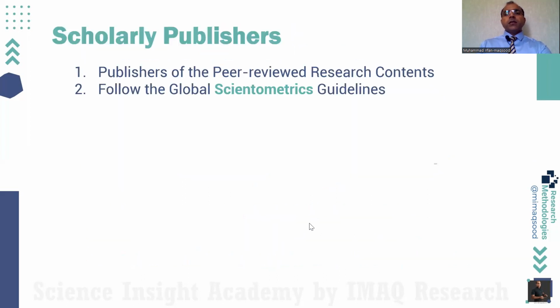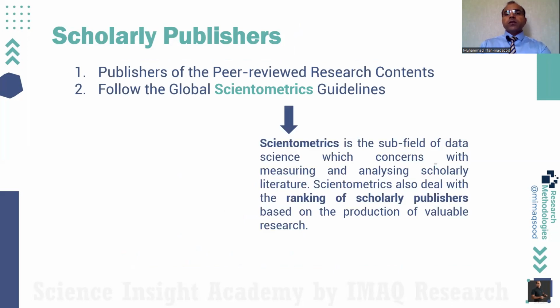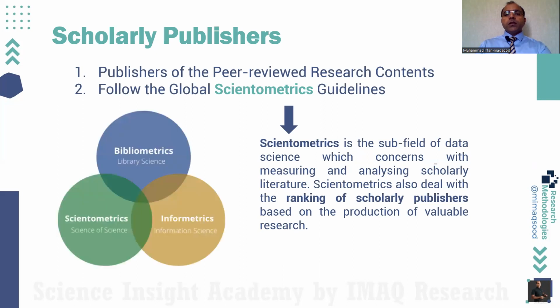What are scholarly publishers? Scholarly publishers are the publishers of peer-reviewed research content. These publishers follow global scientometric guidelines. Scientometrics is actually a subfield of data science which is concerned with measuring and analyzing scholarly literature. Scientometrics, along with bibliometrics and informatics, are combinedly known as the information sciences or data sciences.